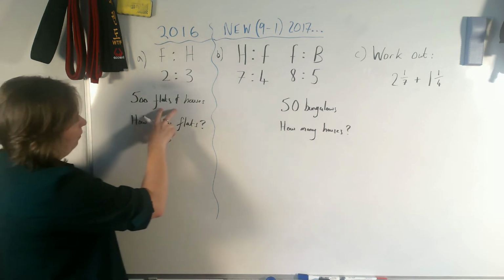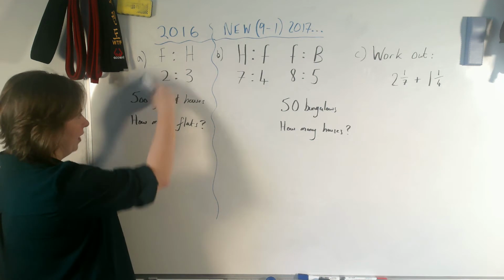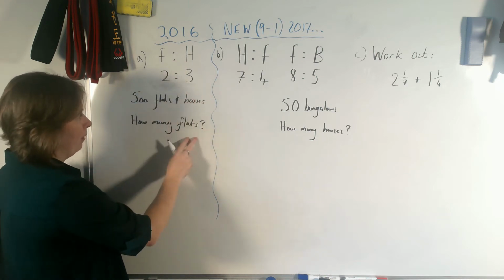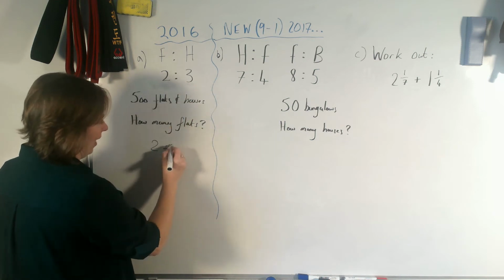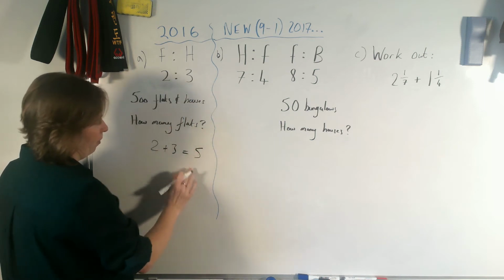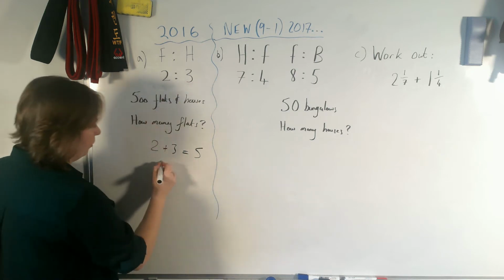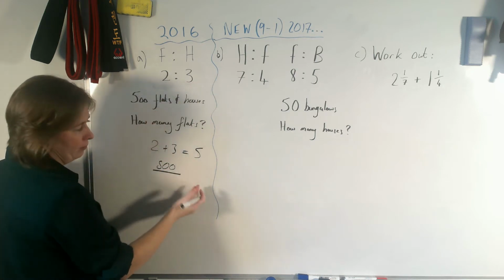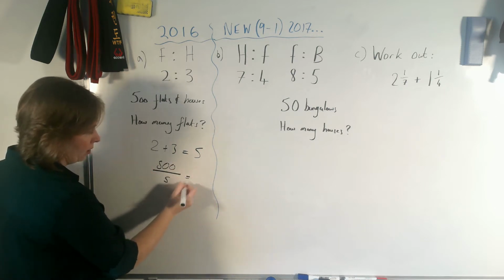There are 500 flats and houses in the village, so total buildings if you like, altogether there's 500. How many flats are there? So students would take their ratio, their 2 and their 3, they would add it together to get 5 parts, 2 parts to 3 parts. They'd take the total buildings and divide it by 5. So all the buildings shared 5 ways to get 1 part.